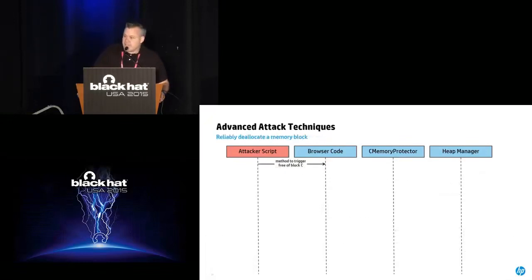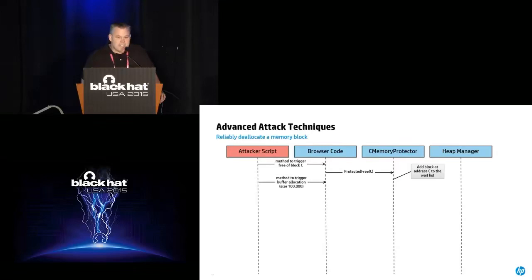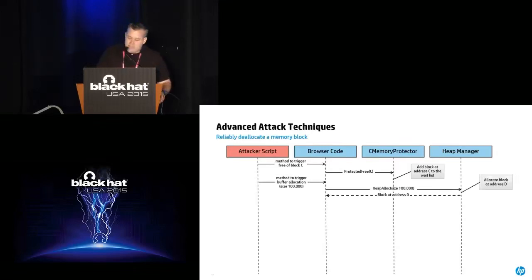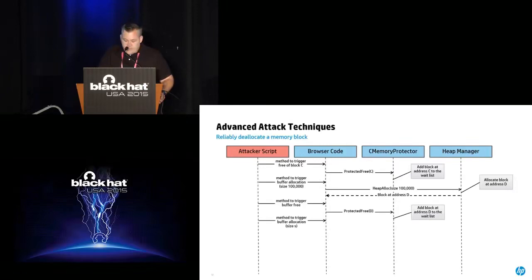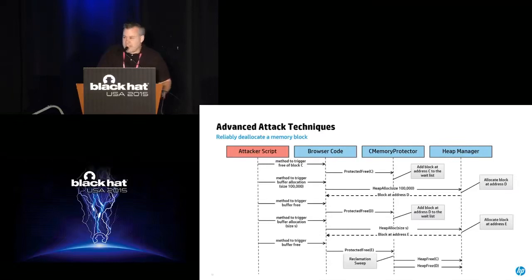Next, we're going to launch our attack against, in this case, what we're going to call block C, which is the block that we want to use in the use after free attack. First, we're going to add block C to the wait list by calling protected free on it. So at this point, block C is on the wait list. Then we're going to allocate a block of 100,000 bytes. We'll call this block D, and we're going to call protected free on that block, which will add the block to the wait list. Then we're going to force reclamation of blocks C and D by allocating another block and calling protected free on it.